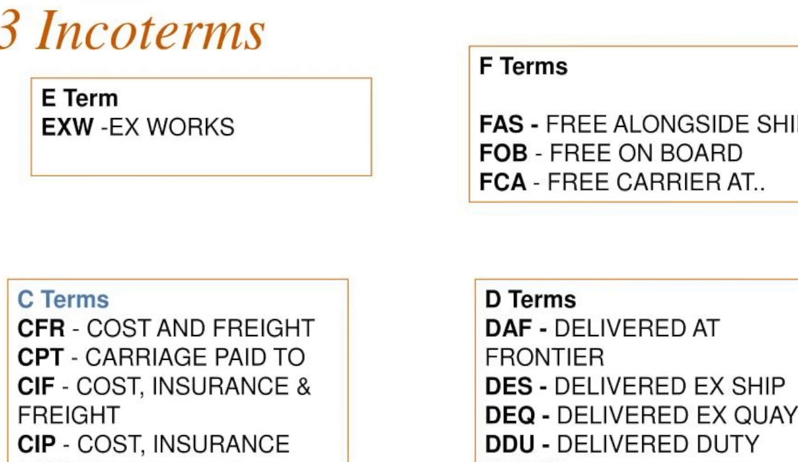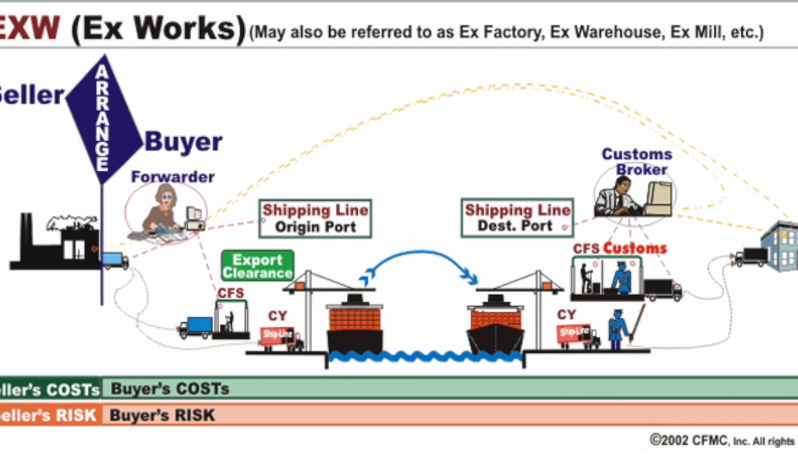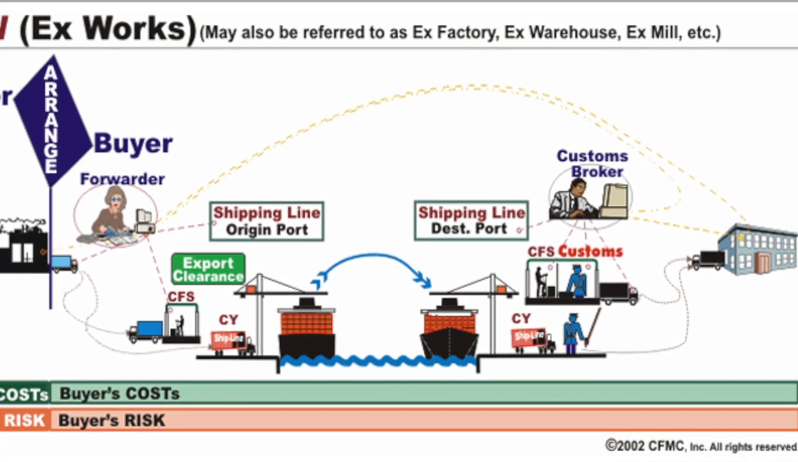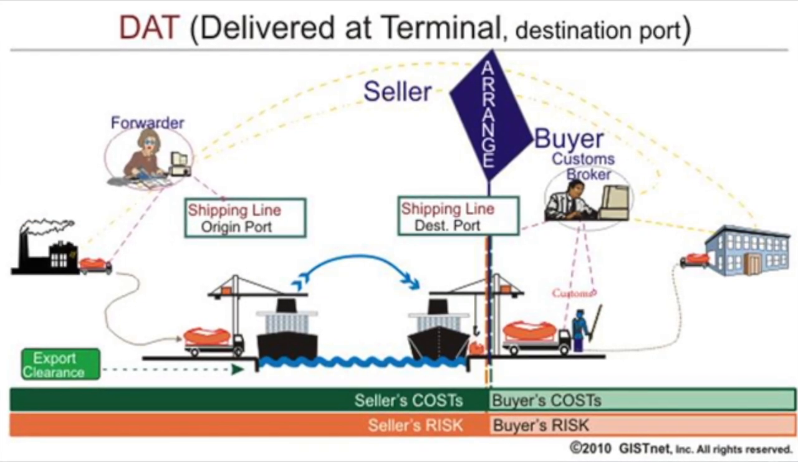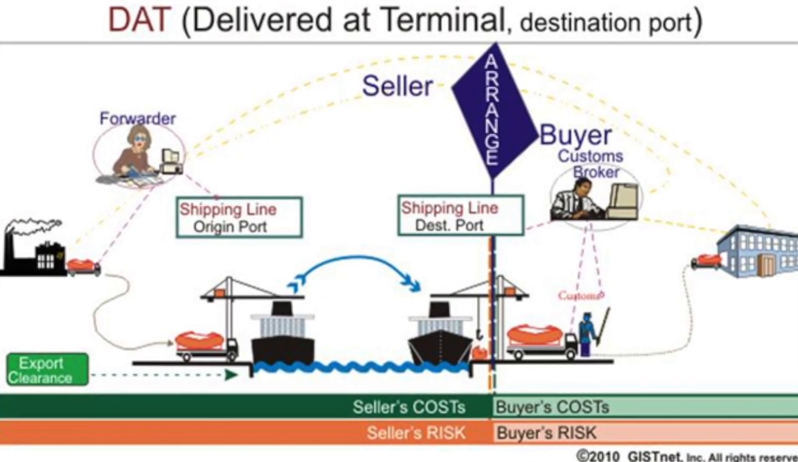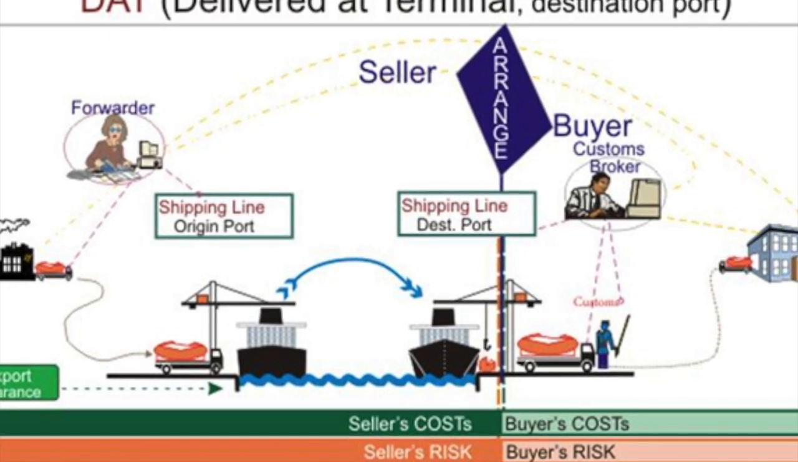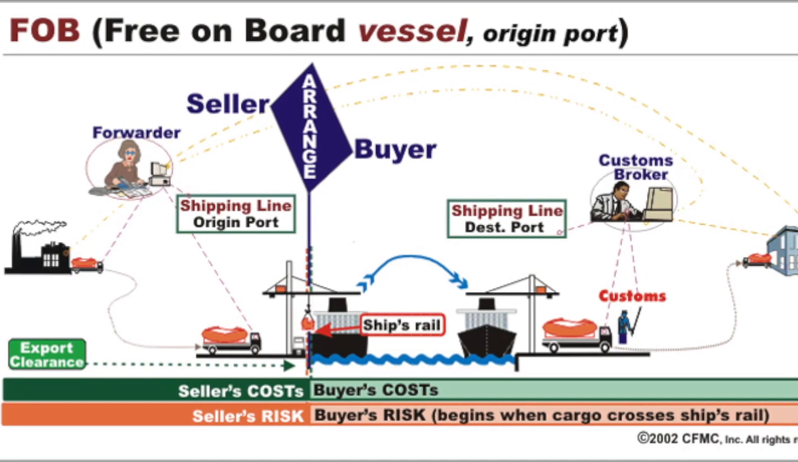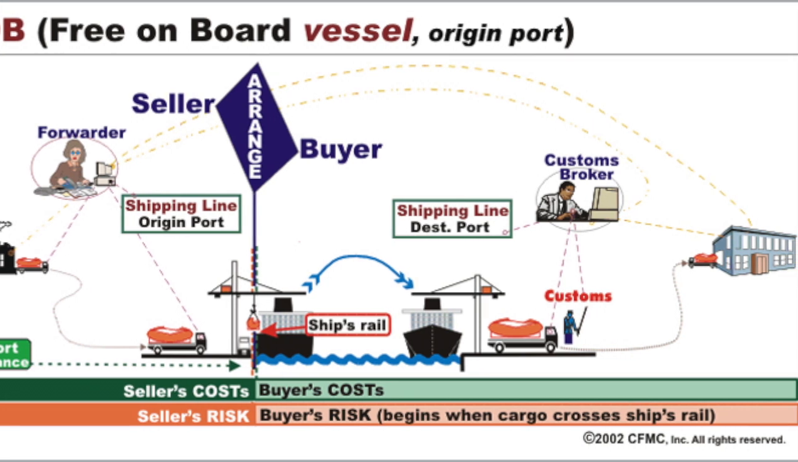Firstly, we have E-terms, or ex-work contracts. These terms regulate the delivery of the goods when it is made at the seller's premises. D-terms, also known as destination, arrival, or delivered contracts, regulate the delivery of the goods when it is made at the buyer's premises. Shipment terms are terms which regulate the delivery of the goods when it is made generally on board the vessel at the loading port.